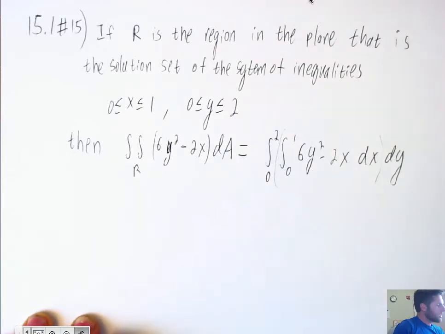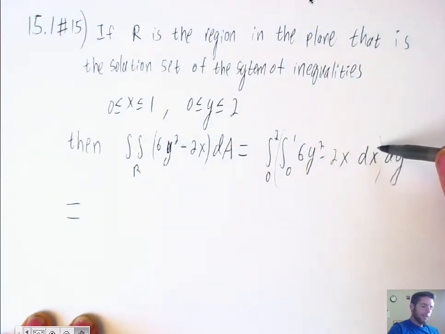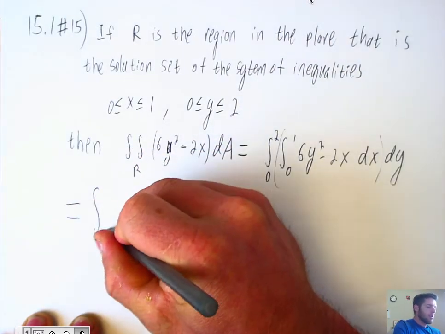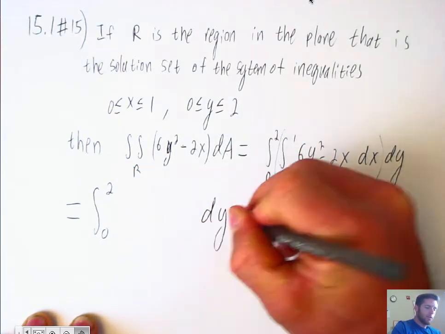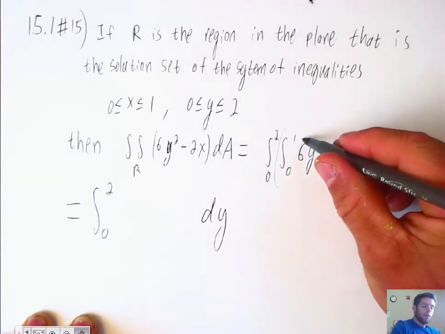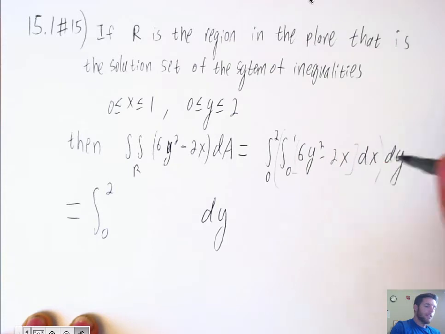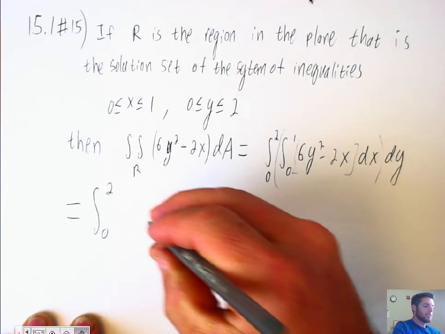Now, let me take a look at my instructions, number 15. Evaluate the double integral over the region. All right, so let's proceed with evaluating this. Okay, I'm going to use the fundamental theorem of calculus to anti-differentiate with respect to x on the inside first. So I'm going to leave that there, and just write down an antiderivative of the old integrand with respect to x. Okay, 6y squared is treated like a constant.